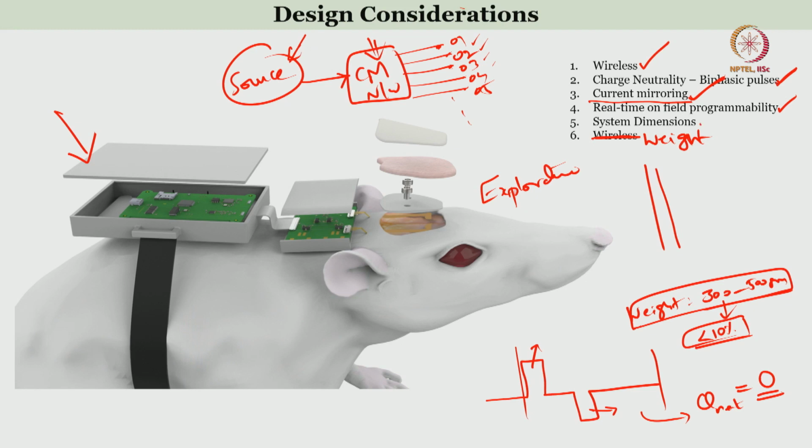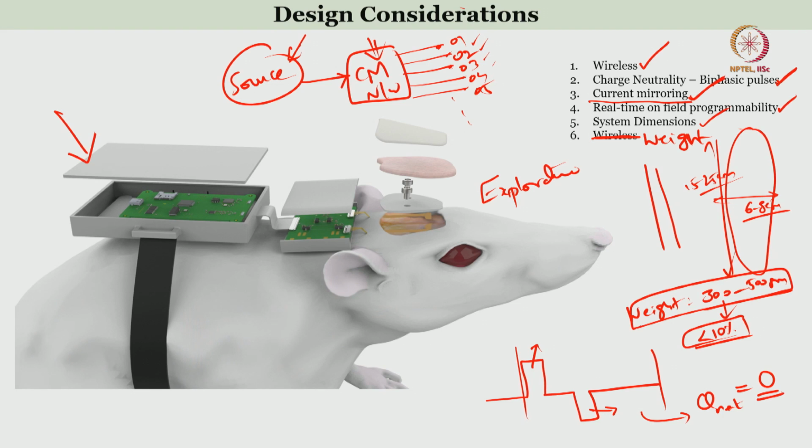And of course, the system dimensions. So, typically if you look at laboratory rats, their general body width is around 6 to 8 centimeters or 10 centimeters, and the length will be typically 15 to 25 centimeters, somewhere around that. So, the electronic system that we are going to use should be within that particular range, so that it is mechanically intact, connected to the rat's body part.